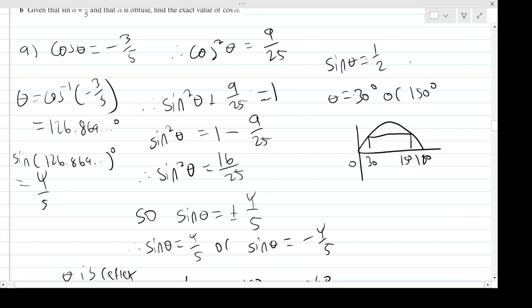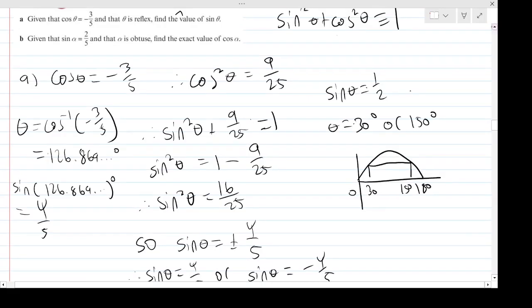So do try to avoid just finding the angle. If we got the cos of it to find the sine of it, try not to just find the angle. So just be careful if you use the calculator solely for this question. Don't try and find angles.